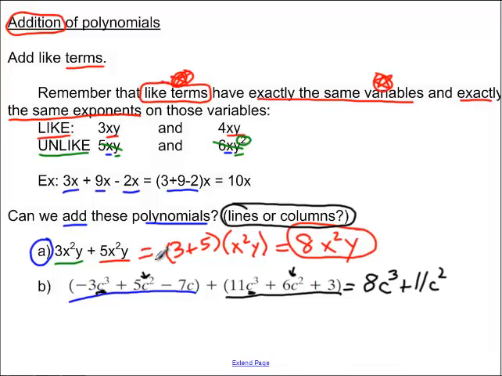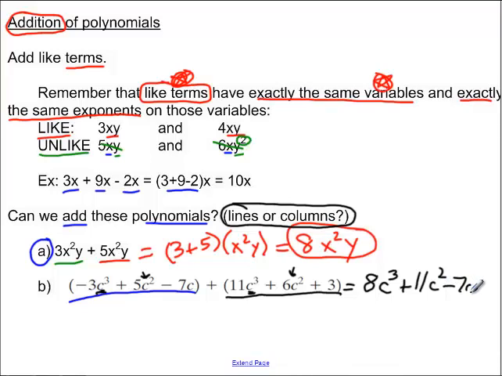Now we'll go back and say I've got a c term here, c to the first power, and this one is a c to the 0th power, or c to the 0, which remember is 1. We can't add those up because they're not like terms. Here's a c to the first power, here's a c to the 0th power. So we just have to leave those alone because they're not going to combine.